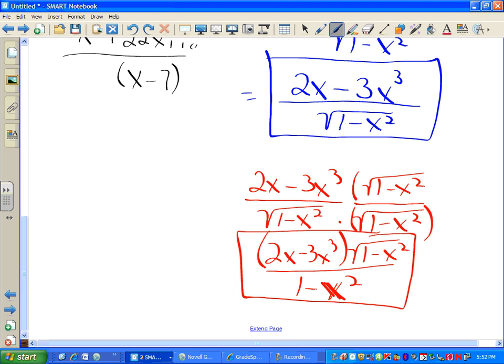Okay, you should be able now to do all of the adding and subtracting of rational expressions that are on your homework sheet.